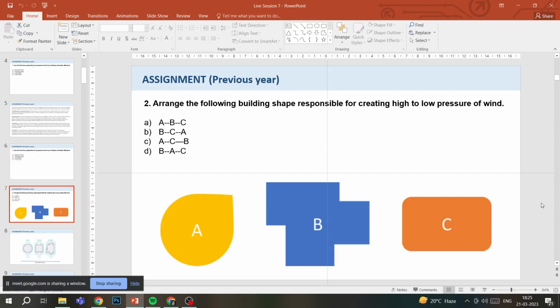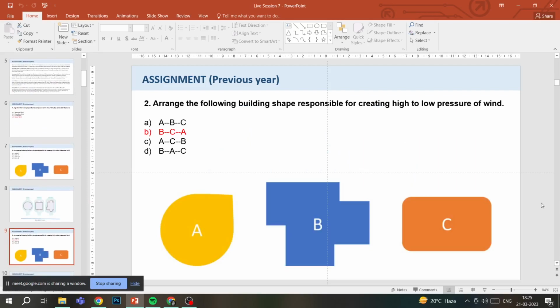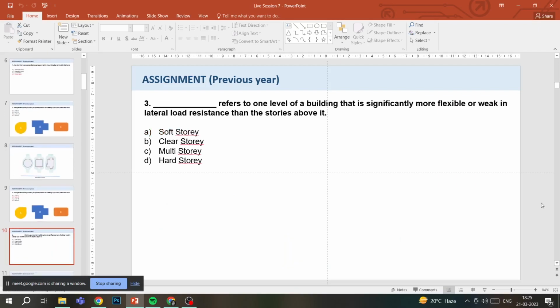But we have three shapes to deal with and we have to mark them from high to low. So our answer would be B, C and A. Moving forward, third question.